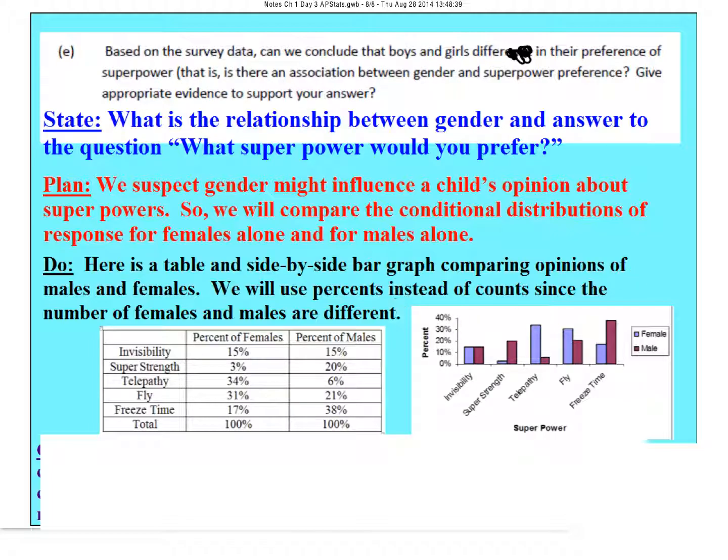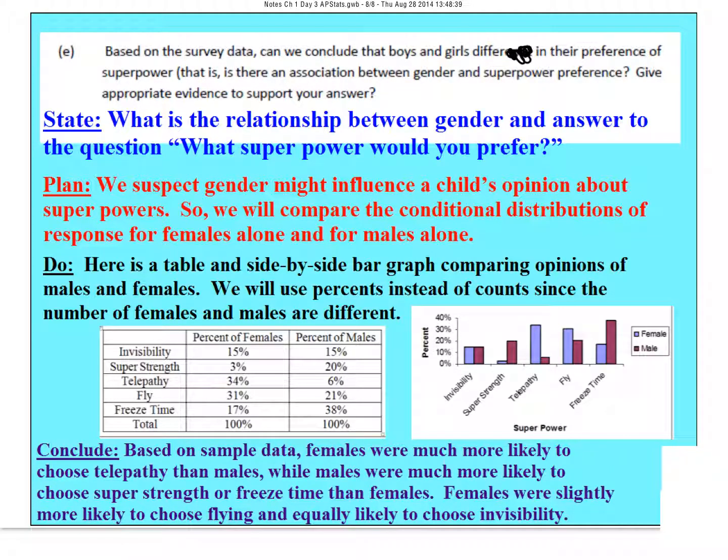We'll use percents instead of counts since the number of females and males are different. This is incredibly important that you make note of that. If your counts are not equal, you cannot compare counts. You must convert them to relative frequencies. So here we have a table and here we have a graph. Now we would come on in and just make a conclusion.